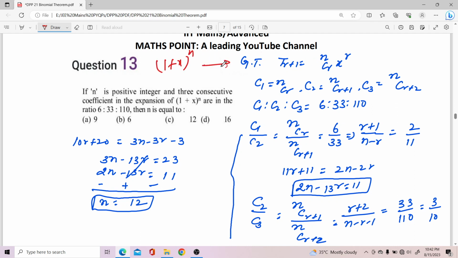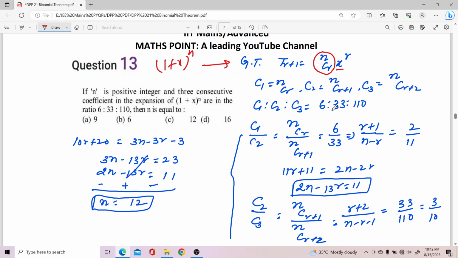So the general term is T(r+1) = nCr x^r. We are taking care of only nCr, the coefficients only, not x^r. And 3 consecutive terms means what? Once you take nCr, then nC(r+1), then nC(r+2). So these are the 3 consecutive coefficients.